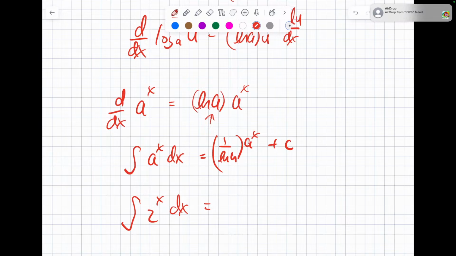This is the only one I would want you to remember. 3 to the x squared times 2x dx like this, then u is equal to that, and then you convert everything in terms of u, then you would do the same thing. Okay, I'm done.